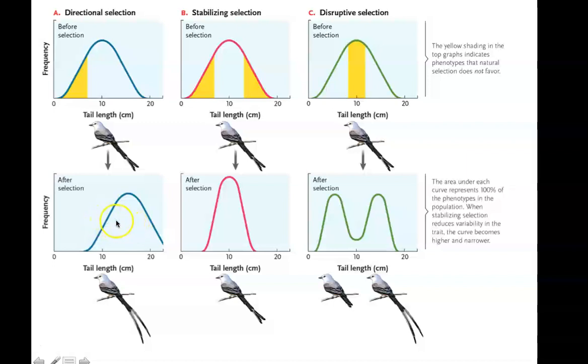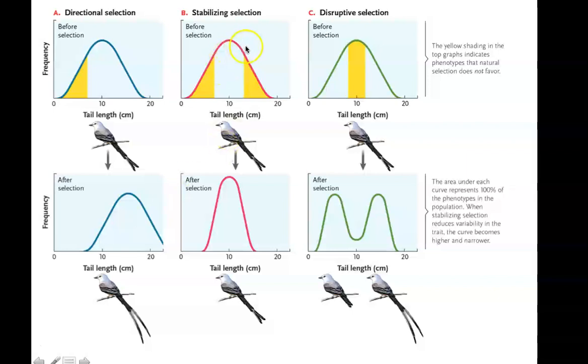In this case, it's shifting to longer tails, so it's shifting to the right. Right? So directional selection causes a population to evolve. In this case, it's causing it to evolve in a particular direction by moving the average tail length from a shorter length to a longer length.